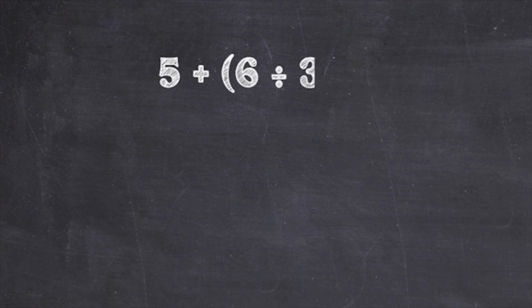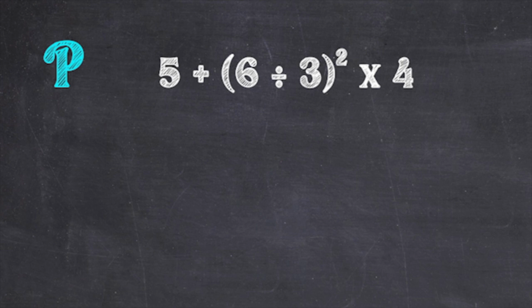Let's try another one. Look at this problem here. 5 plus parentheses 6 divided by 3 end parentheses squared times 4. Take a moment and think about where we should start. What does PEMDAS have to say about this problem? Remember, we want to simplify whatever expressions are inside parentheses. We can see 6 divided by 3 within a set of parentheses. So let's work on that first.